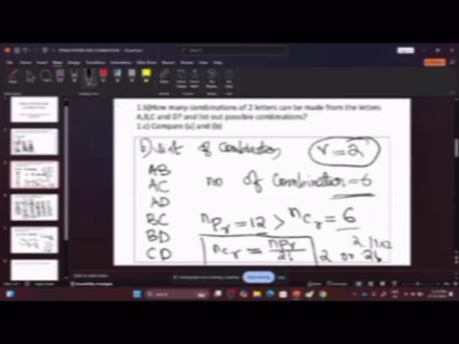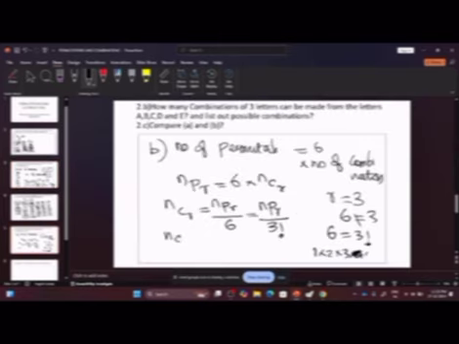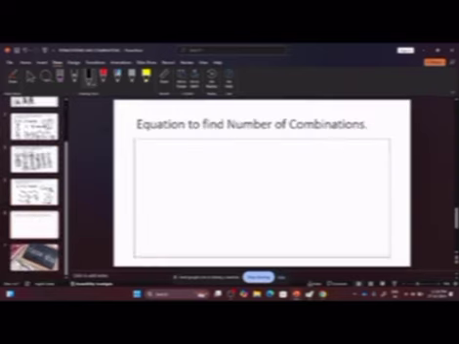So we can see that here the 2 is R. This will lead to NCR being NPR by R factorial, because here R is 2. And this is very clear from the other case too: NCR is equal to NPR by R factorial, because there R is 3. So we got the equation: NCR is equal to NPR by R factorial.